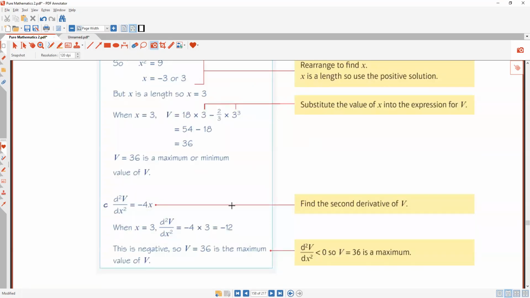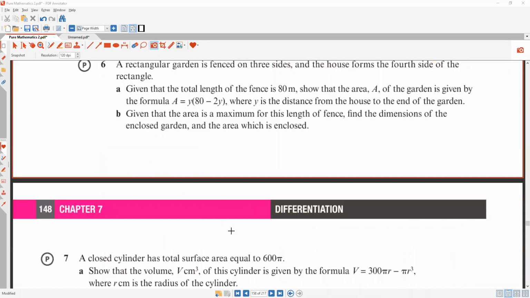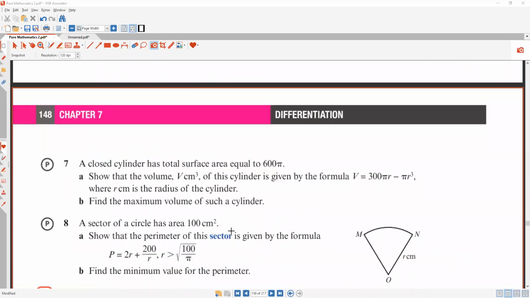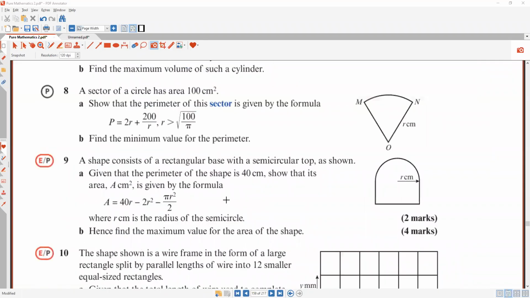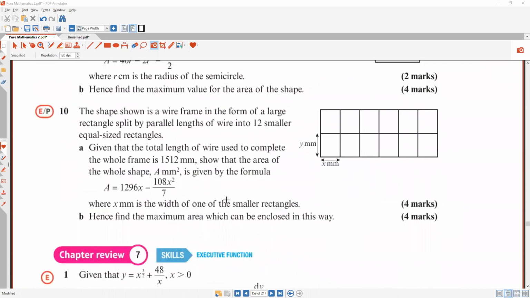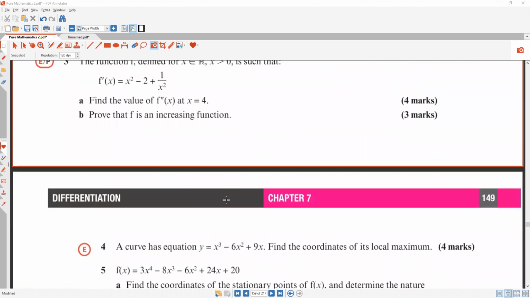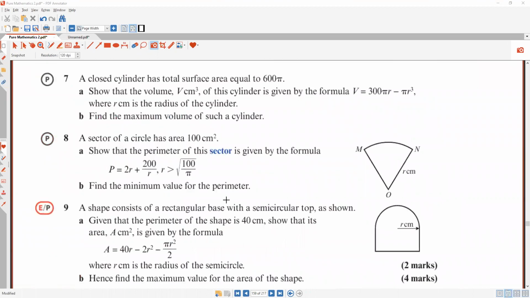Now I will give you guys homework for tomorrow. Please write down the homework. Exercise 7D, question number 8, 9, 10. Please do it. Tomorrow we will have a full 4 hours of differentiation.